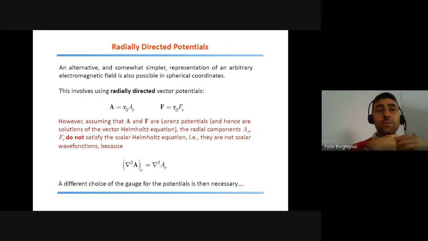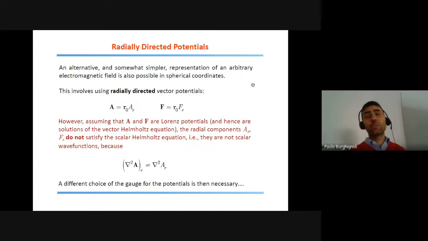There is an alternative to using Cartesian potentials, which is somewhat simpler in the algebraic developments with respect to the Cartesian ones, and it is the possibility to use radially directed vector potentials, that is, potentials either A or F, which have a single non-zero component in spherical coordinates, that is, the radial one.